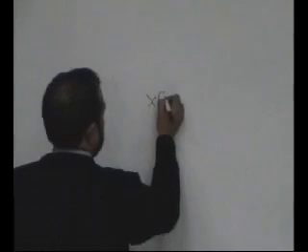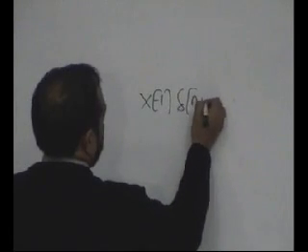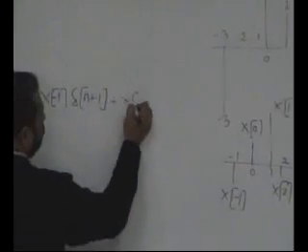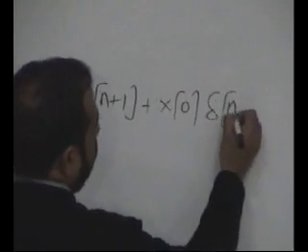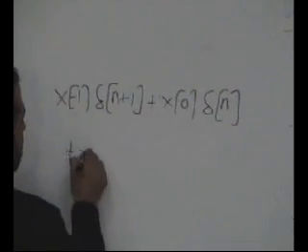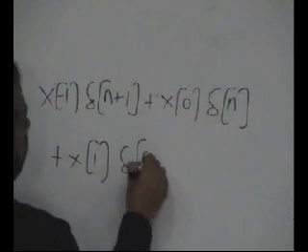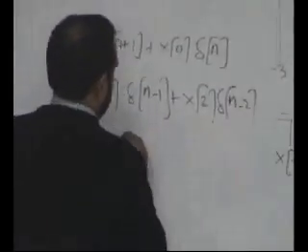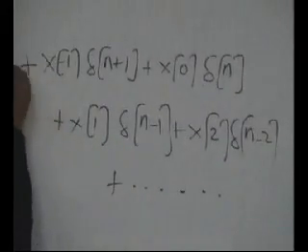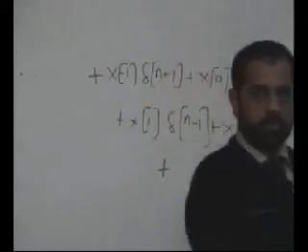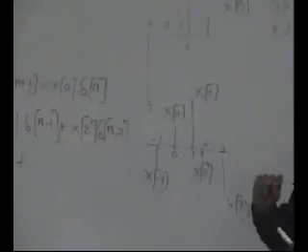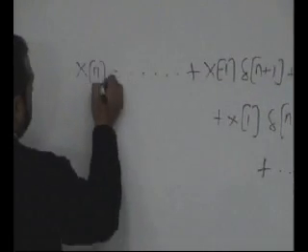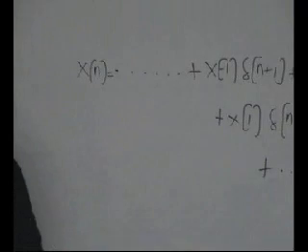So you write x of minus 1 delta of n plus 1, because this is the impulse at minus 1. Then x of 0 delta of n, plus x of 1 delta of n minus 1, plus x of 2 delta of n minus 2, plus, and you can go on either side, the positive side or the negative side. Just keep writing it like this. So in general, there is a way to put a sequence in mathematical form, and this is the mathematical form.